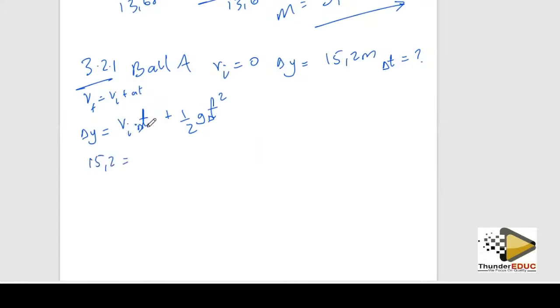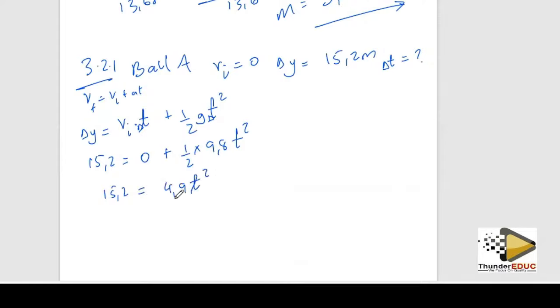Our initial velocity is 0, so that is going to die out. Since the object is moving downwards, I'll treat it as positive. So that's a half times 9.8 t squared. Okay, so 15.2 is equal to a half of 9.8, which is 4.9, t squared.